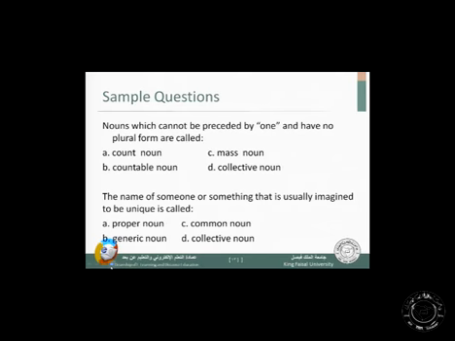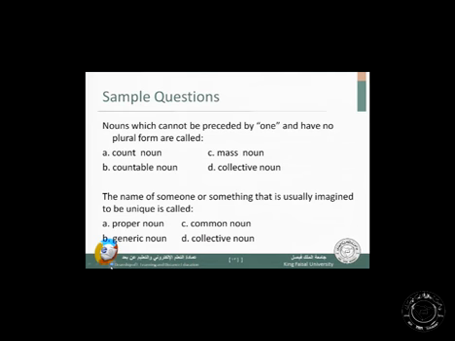Another definition is the name of someone or something that is usually imagined to be unique. So what do we call this? If you go back to the lectures, you will notice that this is the exact wording of the definition. So I will not change the wording of the definition much. So if you memorize the definition and understand it, it will be the same here. So there aren't any tricks or changes or anything. So if you know the definition, you should be able to answer directly without any problems.